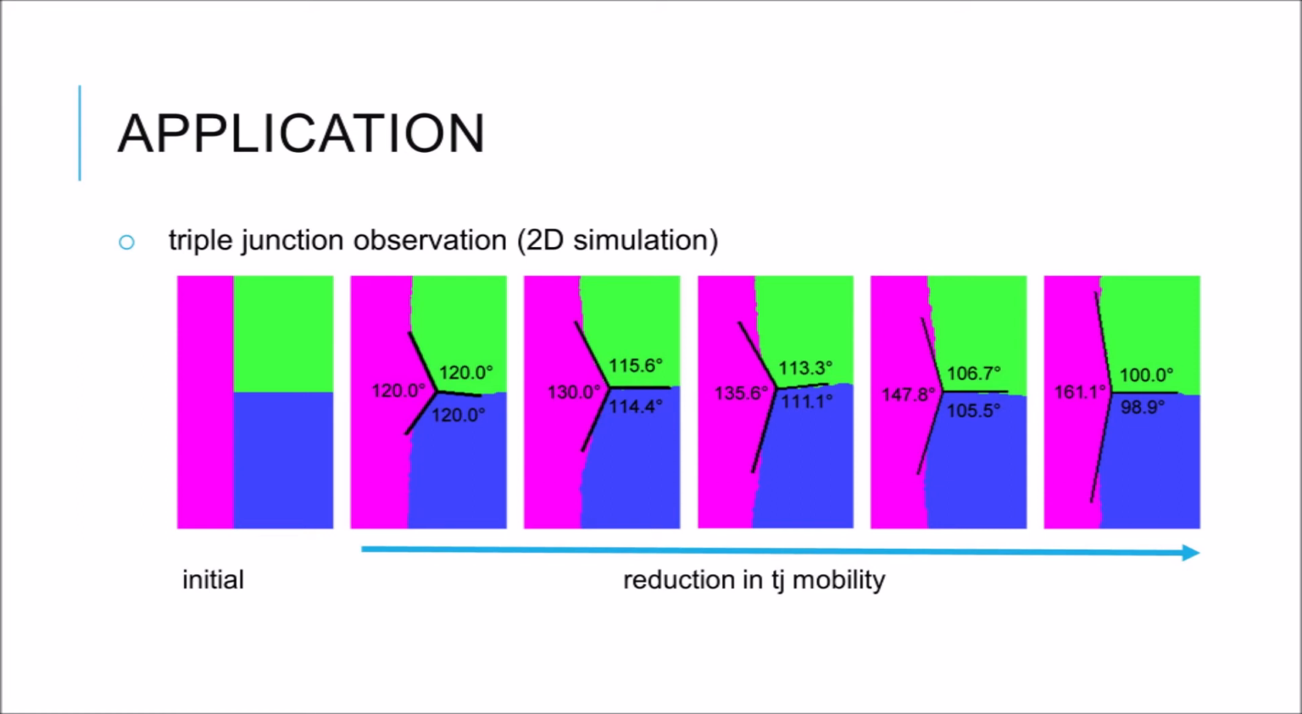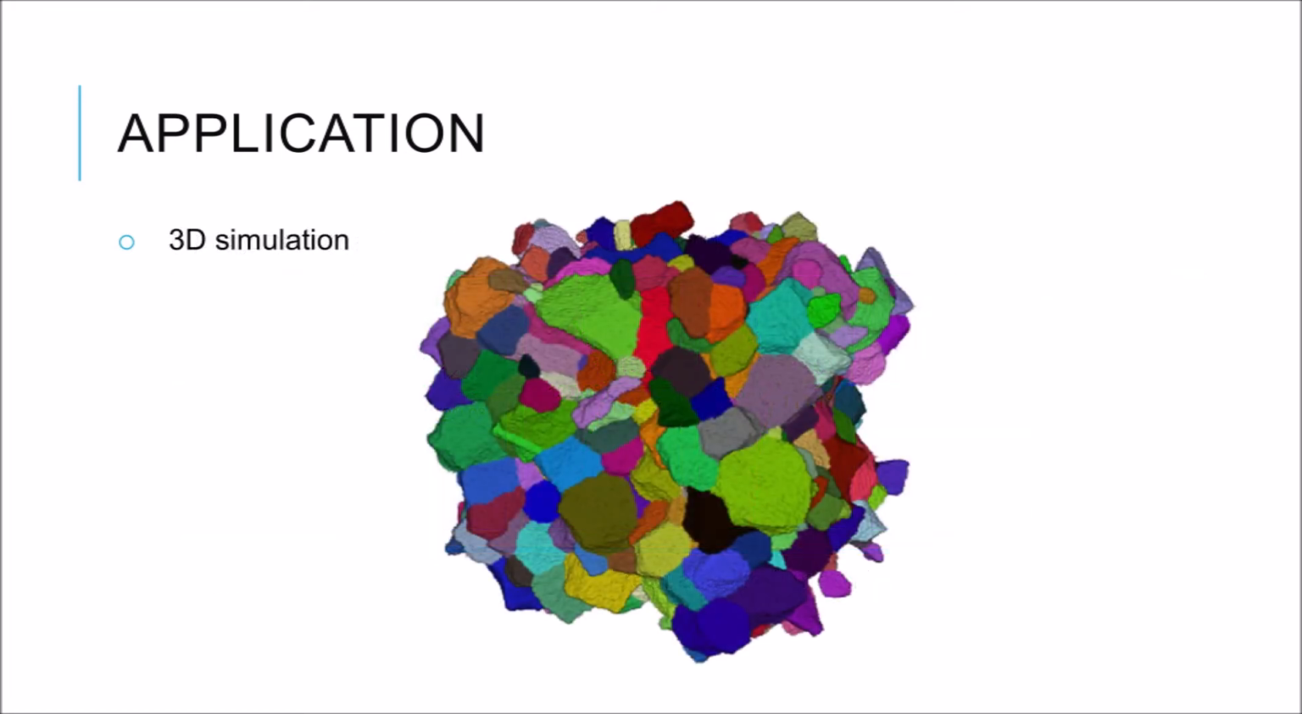However, if we then reduce our triple junction mobility, we see that the angles change dramatically. And in the end, for a really low mobility of the triple junctions, we get two dihedral angles that have only 100 degrees roughly and one that has 160 degrees. So apparently there are inherent changes in the junctions. Now, what are the changes with respect to the whole microstructure? And to that, let's go to 3D.